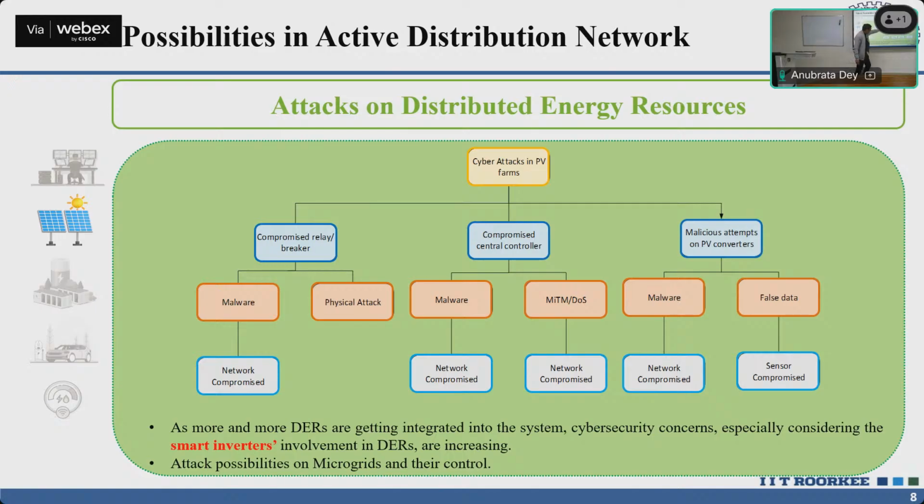So here, if you consider, let's say PV, then the attack that is possible can compromise your IED or breaker. It can also compromise your central controller, or maybe your PV controller, and PV converters. And these attacks are either in the form of malware or physical attack. Maybe you have man in the middle type of attack, or denial of service attack, or false data injection attack. So this is all about the attacks possible at DER level.